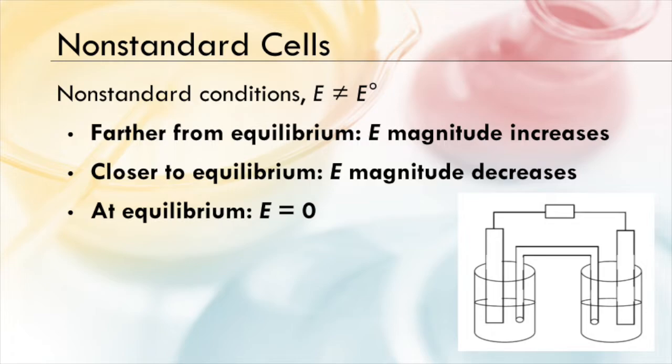Of course, if the non-standard cell is at equilibrium, so if the non-standard Q is equal to K, then E is 0. Let's take a moment to look at each type of electrochemical cell individually.